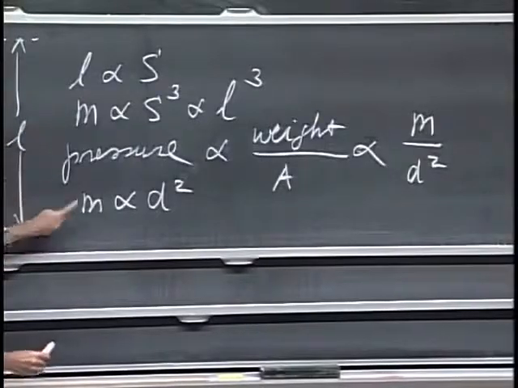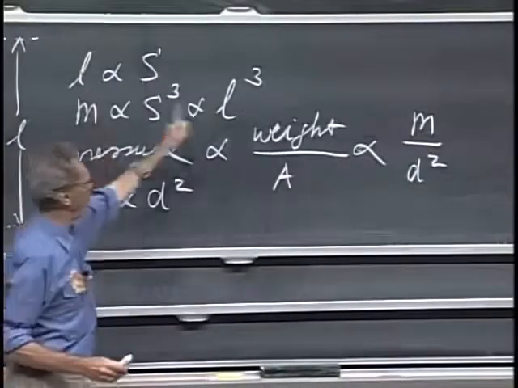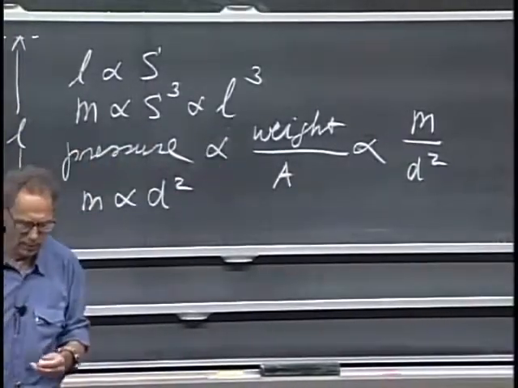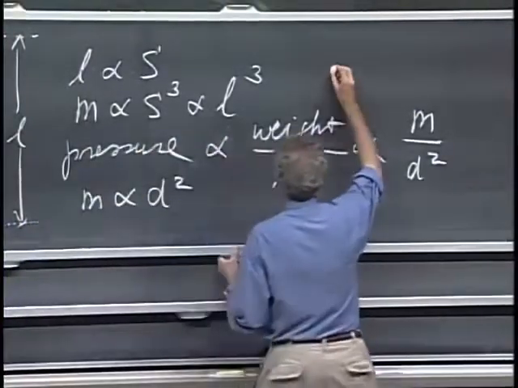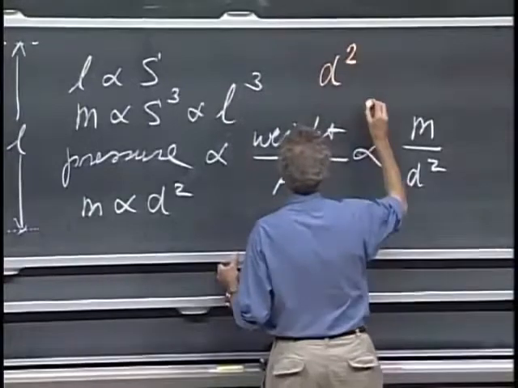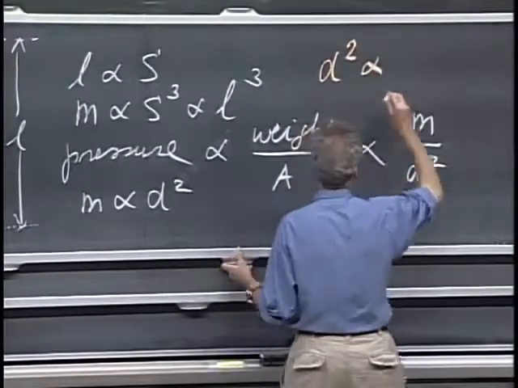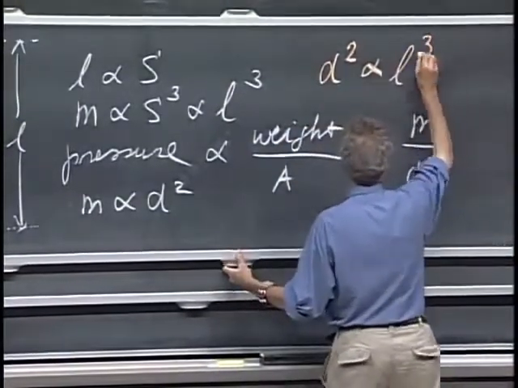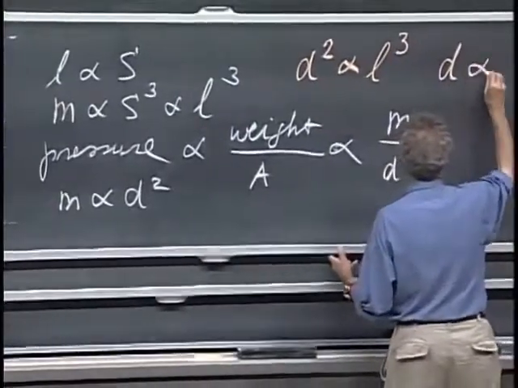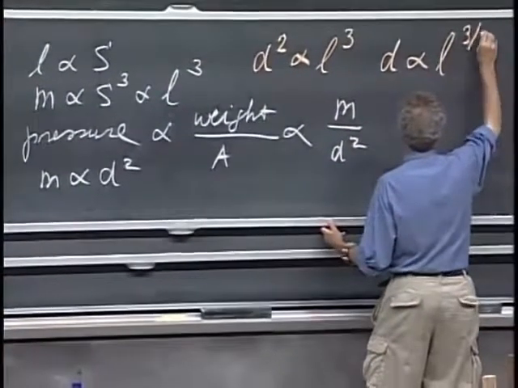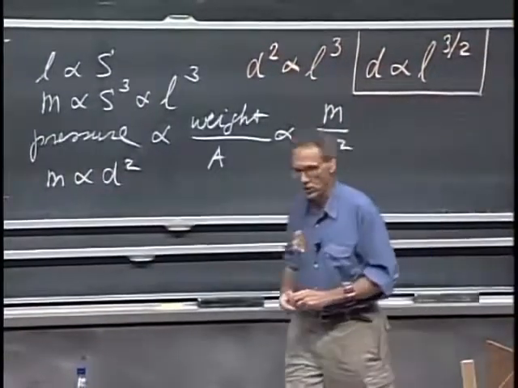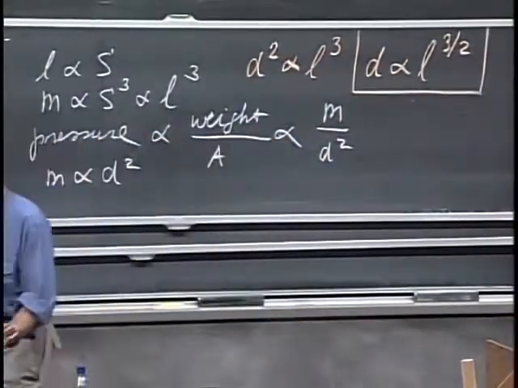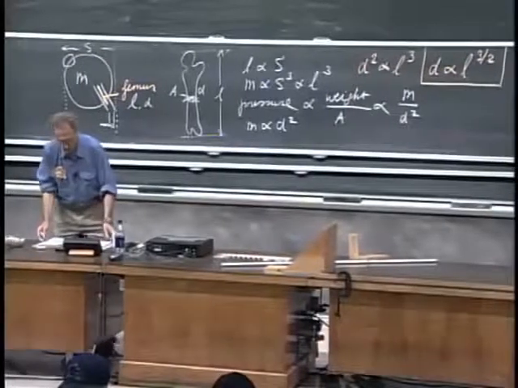Now compare these two. The mass is proportional to the length of the femur to the power 3, and to the thickness of the femur to the power 2. Therefore, the thickness of the femur to the power 2 must be proportional to the length L to the power 3, and therefore the thickness of the femur must be proportional to L to the power 3/2. A very interesting result. What is this result telling you?